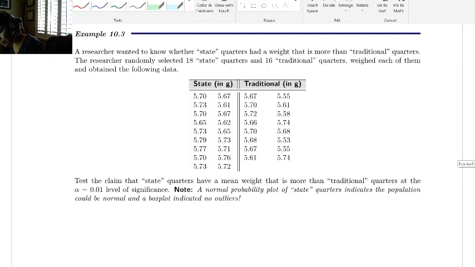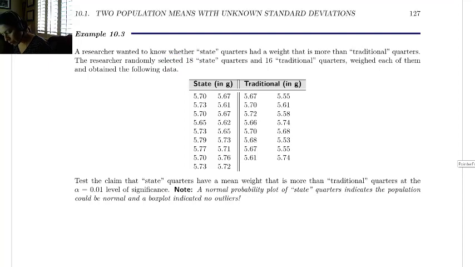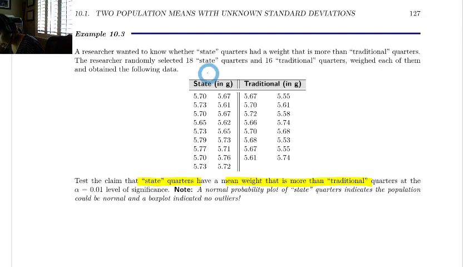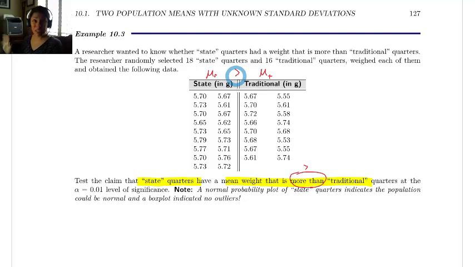Okay, so we want to test the claim that state quarters have a mean weight that is more than traditional. And so this would imply that sample 1, right? So we could do mu sub s and mu sub t for traditional. And the state quarters mean weight is more than, right, traditional. So we can kind of already see what our alternative or claim will be.